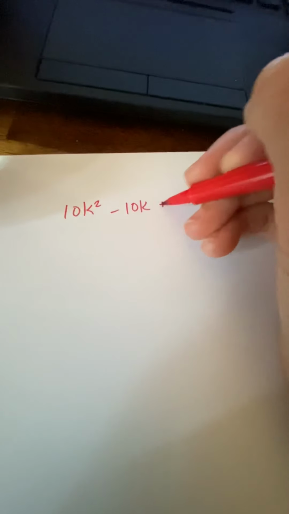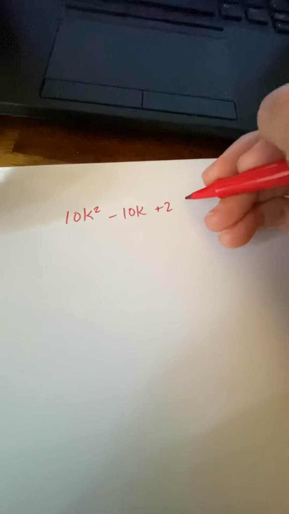So we have 10k squared minus 10k plus 2, there's my dog barking, equals negative k. I'm sorry. I can't stop this video, so you're just going to have to hear.